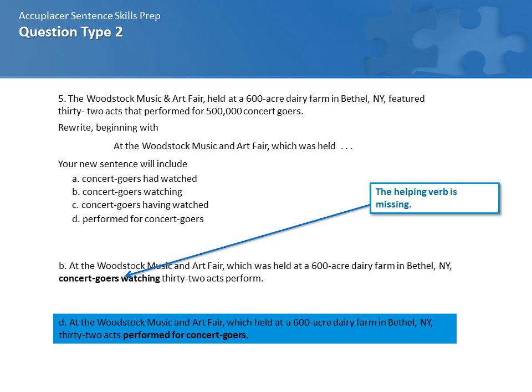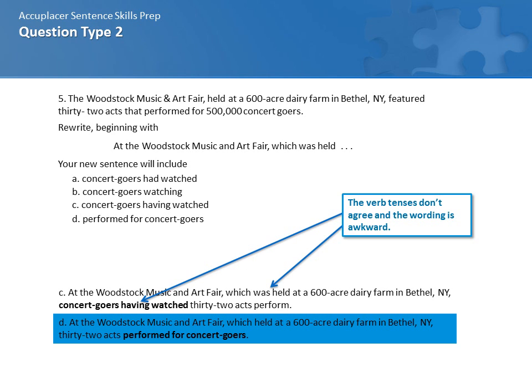The next option, C, concert-goers having watched, it's a clunky construction, an awkward verb tense. The wording isn't good, and a sentence including that: at the Woodstock Music and Art Fair, which was held at a 600-acre dairy farm in Bethel, New York, concert-goers having watched 32 acts perform. It just doesn't work well. It's not smooth, and the verb tense isn't correct.